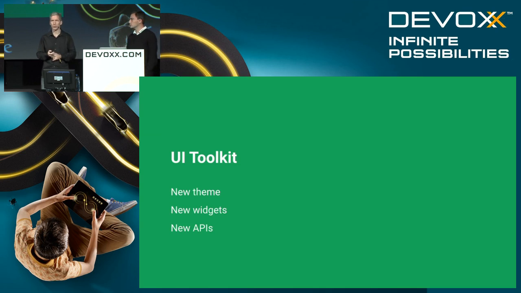So let's talk about the UI Toolkit area. We sort of sliced and diced the platform areas in Lollipop into a few different areas. There's the UI Toolkit, there's the system UI changes, there's the overall platform and system, sort of the non-visual elements, and then there's graphics and media.